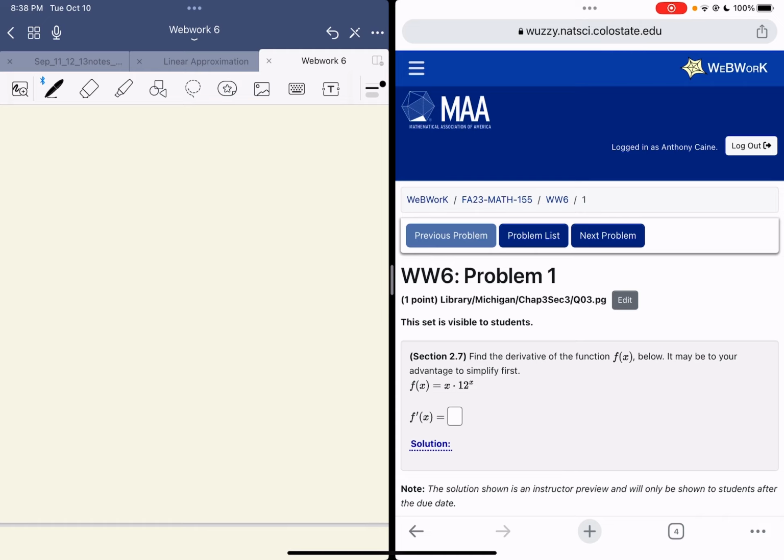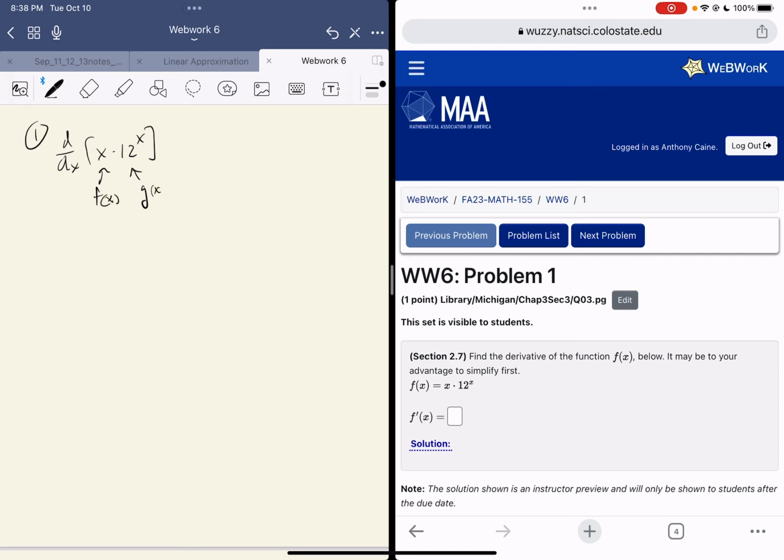So here we go. Starting off with problem 1, we want to take the derivative of x times 12 to the x power. We should think of this as something times something. I'm going to call it f times g, what I mean is f of x times g of x, where f of x is the function x, and g of x is the function 12 to the x. So then I want to follow the product rule, which says if you're trying to take the derivative of f times g, it's going to be f prime g plus g prime f. And again, all of these should have x's, but I'm lazy.